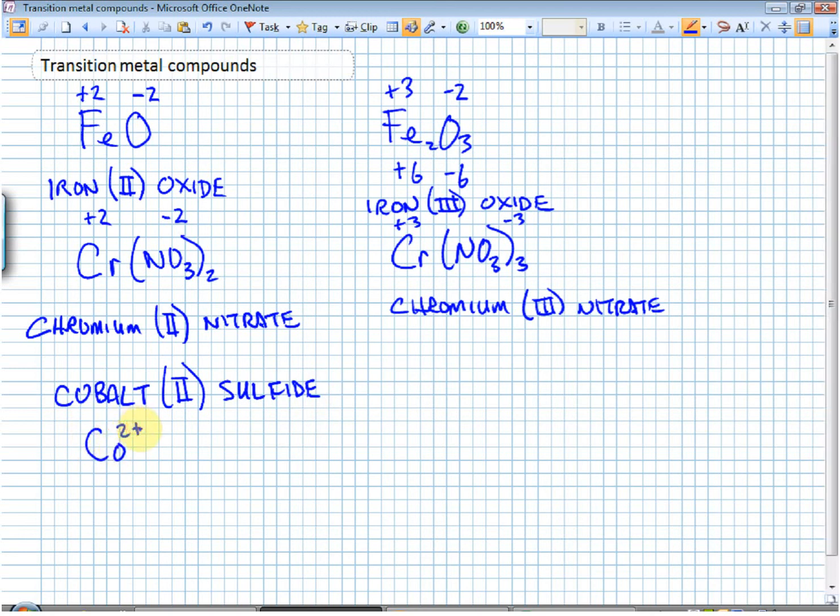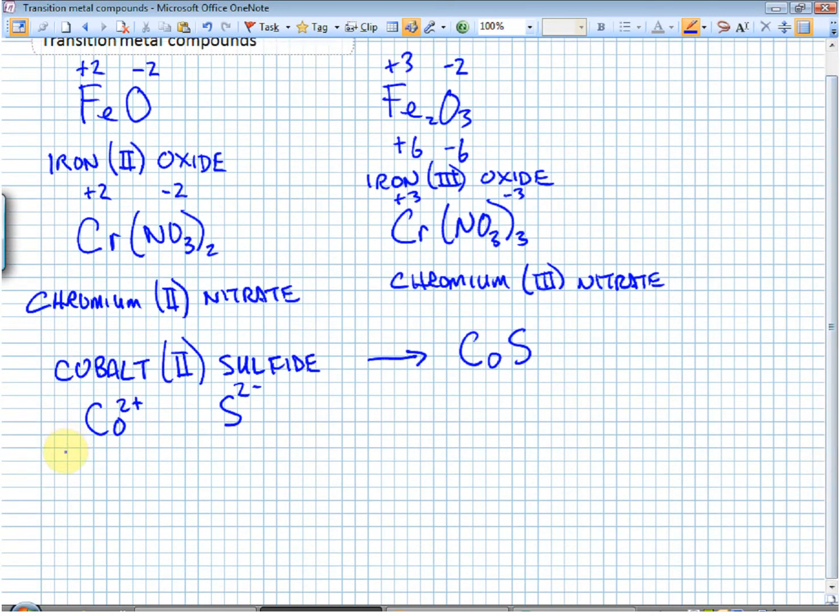No way for us to be able to predict that, at least with our level of knowledge at this point, when we look at the periodic table. So that's why we need the Roman numeral. Cobalt is in the +2 state. Sulfide, look at the periodic table. S, sulfur, 6 valence electrons, is going to pick up 2 electrons. It's going to be a -2. So cobalt(II) sulfide is going to be the formula CoS.